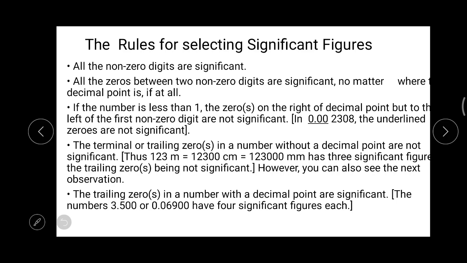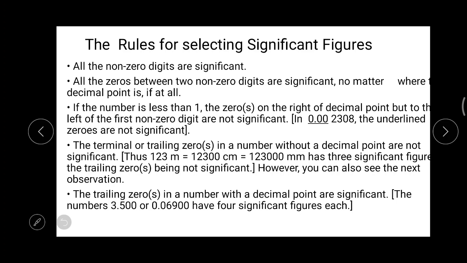Okay, so we can say in the decimal point, suppose the value is lesser than 1, the beginning zeros will be non-significant till a non-zero number is present. Okay.